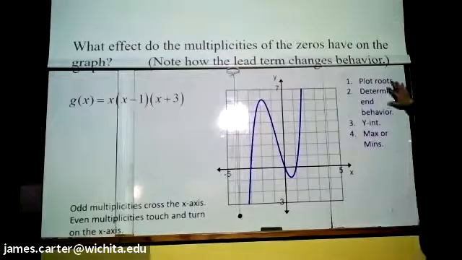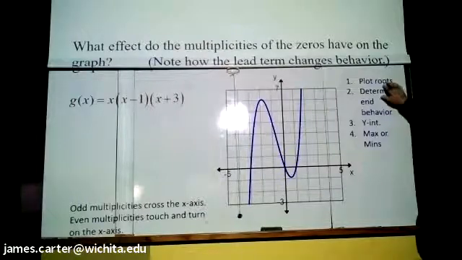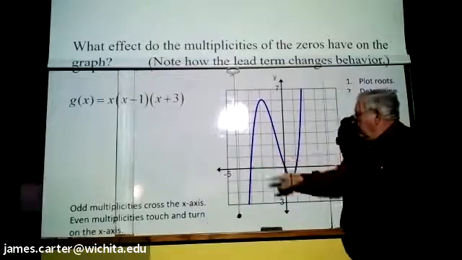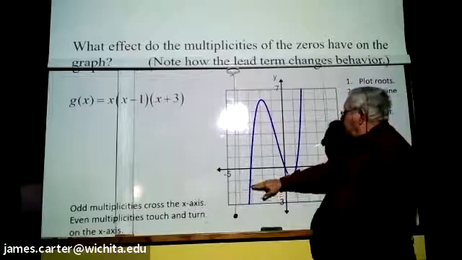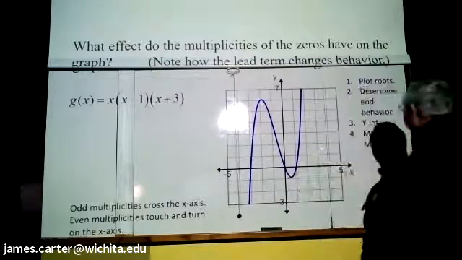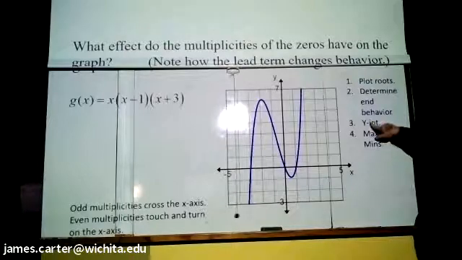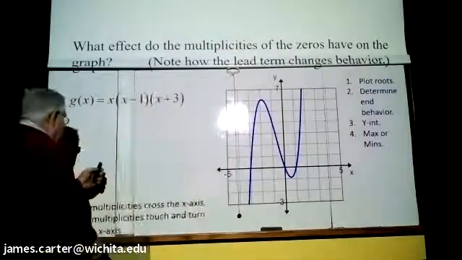Now, look at this over here. These are the steps for finding the graphs. Plot the roots. Boom, boom, boom. Determine the end behavior. Up and up. And then you can sketch it. We can find the y-intercept. Okay, what about the y-intercept on this one?